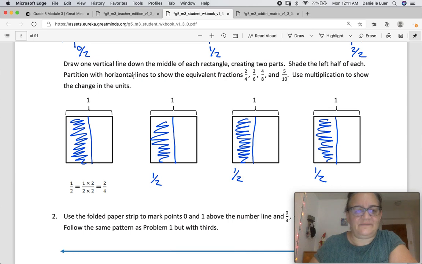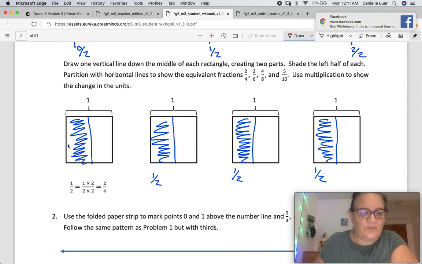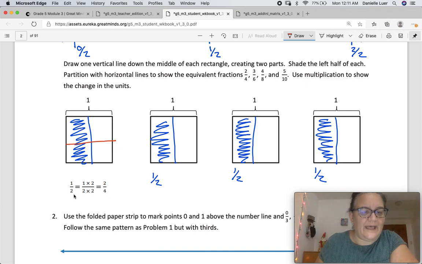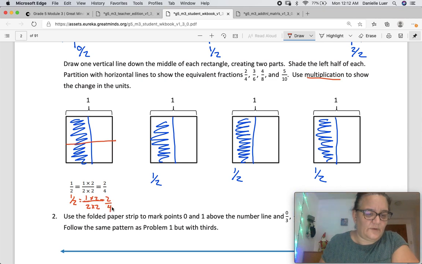Now what I'm going to do, it says, shade the left half of each, partition with horizontal lines to show the equivalent fractions 2/4, 3/6, 4/8, and 5/10. So I'm going to partition with a horizontal line. And what I've done now is I've got 1/2, and now I have two shaded parts and two non-shaded parts. So it's 2 out of 4, and I've changed it into 2/4. How did I do that with multiplication? I did 1/2 times 2 over 2 equals 2/4.